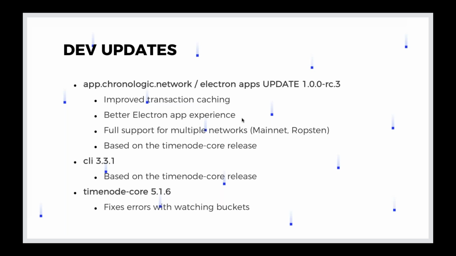Same thing goes for the CLI, for which we pushed a new release, 3.1.2 actually. I forgot to change it here. It is based on the new TimeNode Core release as well. And of course, the new TimeNode Core release introduces fixes to the errors that we've seen with watching the buckets. So for you guys experiencing these watching bucket errors, it will not happen anymore.